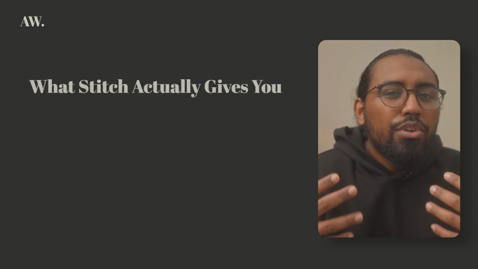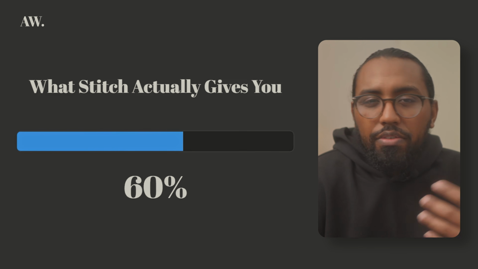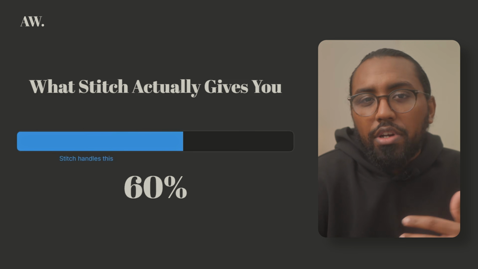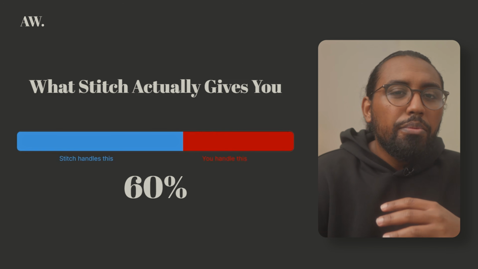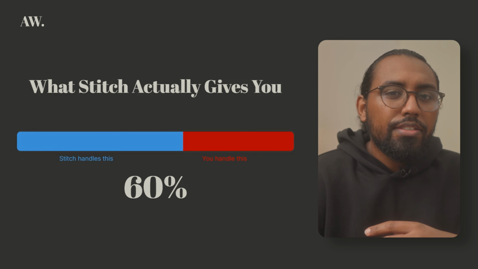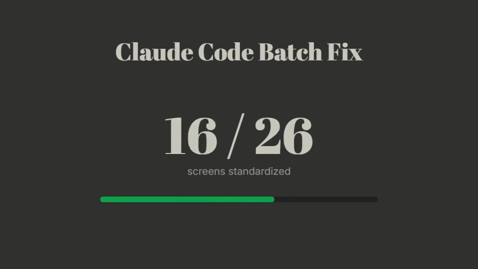So what do you actually get from Stitch? I would call it 60% of the visual work. The layout structure, the general feel, the right ballpark for colors and typography. That part is real and it saves time. The other 40% is specific and it adds up fast. Stitch has no concept of the status bar, as an example. So every screen it generates starts content at the very top. On a real phone, your page title sits behind the camera then. Claude Code had to batch fix all 26 screens just to add proper top padding.